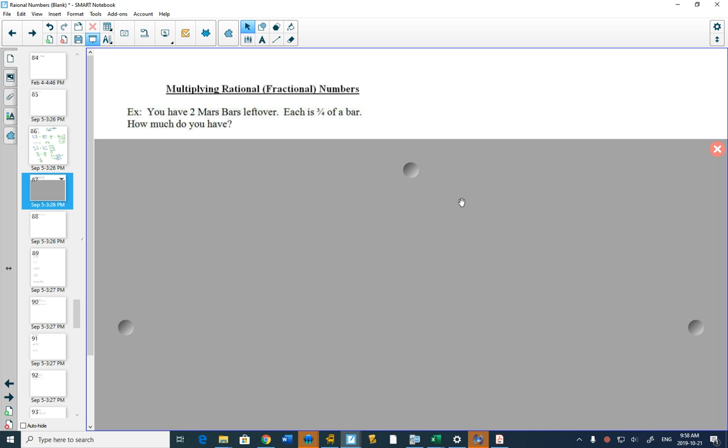The next day, you look, and you've got 2 Mars bars left over, and each of them is 3/4 of a bar. So how much do you have in total for Mars bars left? I want you to think about what kind of math you would write down with fractions and see if you can solve this.